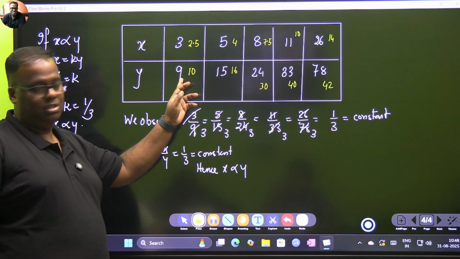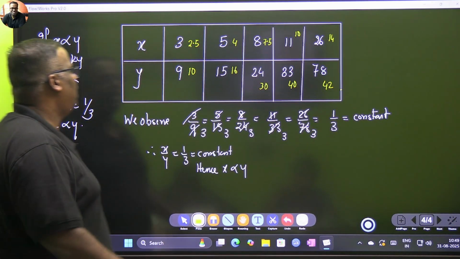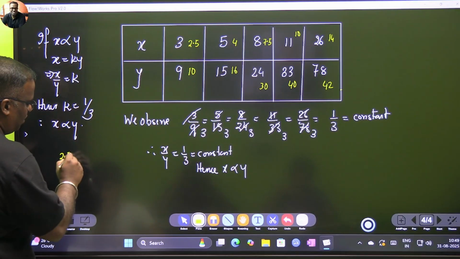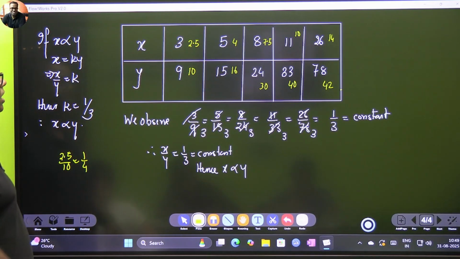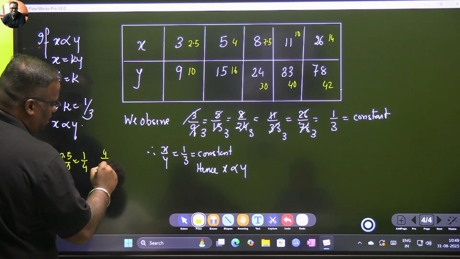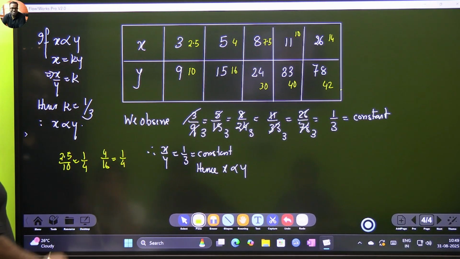4 into 4 is 6. So this is 4, but this is not 4, na? So here we can write 2.5 by 10 is equal to how much? 1 by 4. See the next ratio? 4 by 16 is equal to 1 by 4, which is matching.